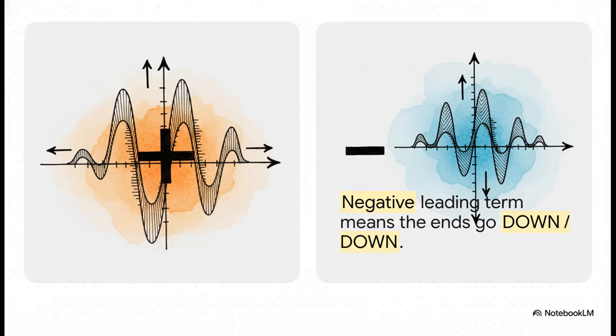So what does this all mean? It means there are only two possibilities for any of these even degree polynomials. If the number in front of that biggest term is positive, both ends go up, up, just like our happy face parabola. And if that number is negative, well, both ends go down, down, sad face. See? It's just the parabola rule on steroids.